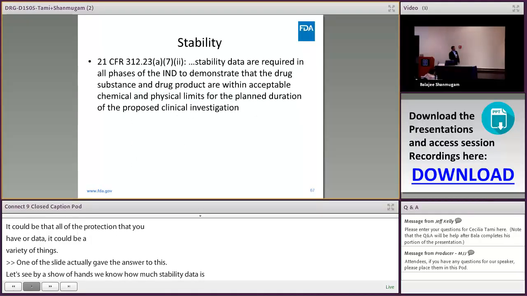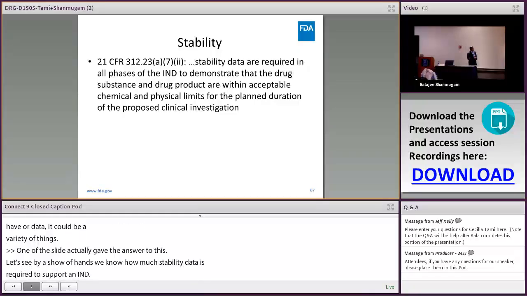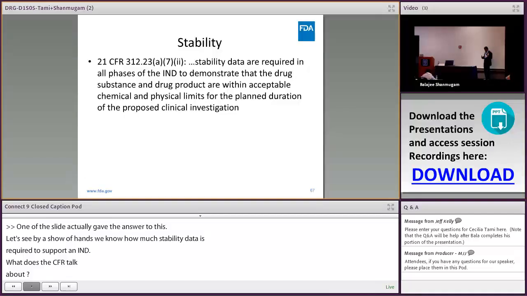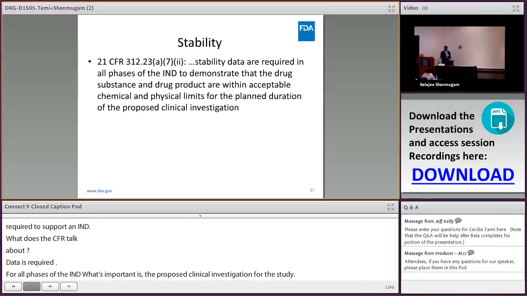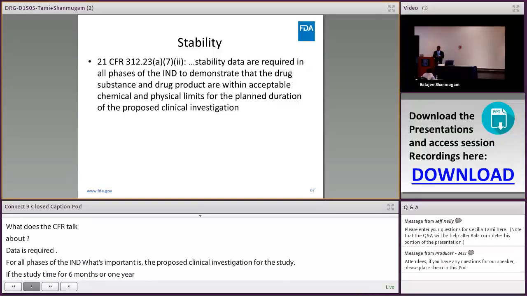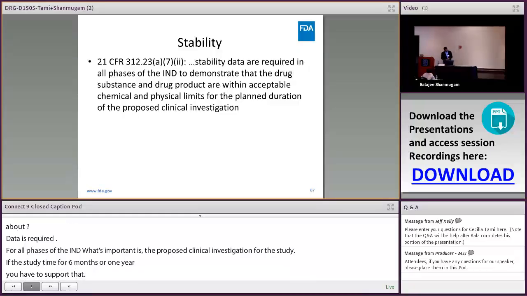So what does the CFR say about stability? Stability data is required, right, for all phases of the IND. What's very important is that it remains acceptable for the proposed clinical investigation during the study. If the study period is for 6 months or 1 year or what have you, you need data to support that part. If you go with ICH, you can have 12 months, but if your study is only for 1 month, you don't need 12 months of data. You don't have to go through this exercise of generating that kind of data. So all it requires is data for the proposed clinical study duration.